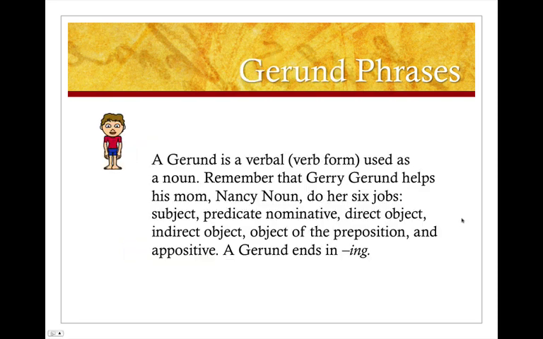Let's take a look first at gerund phrases, and we remember that gerunds are verb forms used as nouns. Jerry helps his mom, Nancy noun, do her six jobs. Subject, predicate nominative, direct object, indirect object, object of the preposition, and appositive. And we remember that Jerry the gerund always ends in ing.